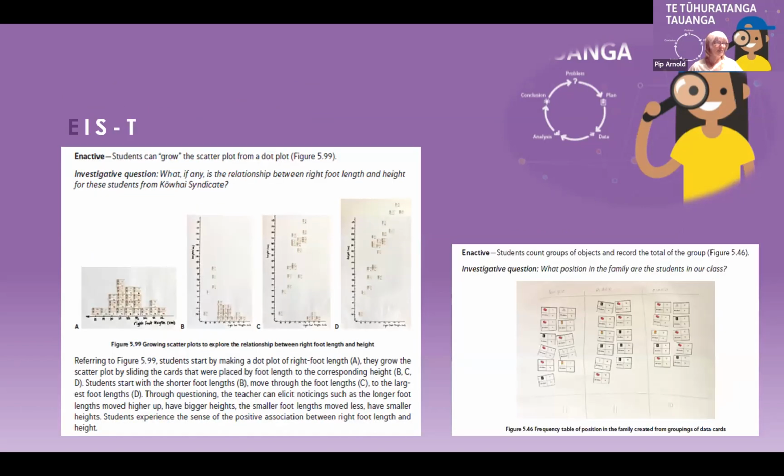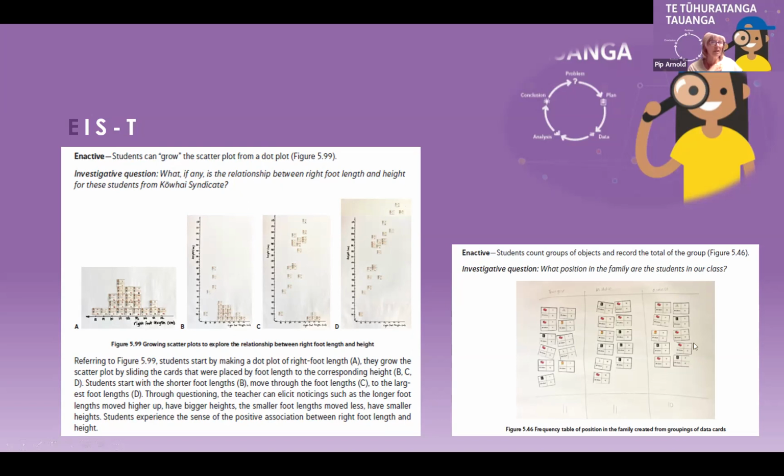So what does it look like? So here's a little bit of an idea. Here's scatter plot. Some of you may remember this from my research back in around 2008. I think I did some work on growing scatter plots. So the idea is that they build a histogram to start with, or a dot plot to start with. And then as they bring in the second variable, they grow. So they actually physically move the data cards up to the place. So they get that idea, hopefully over doing this, that the shorter right foot lengths have shorter heights, and the longer right foot lengths have longer heights or taller heights. So that's an example there for scatter plots.